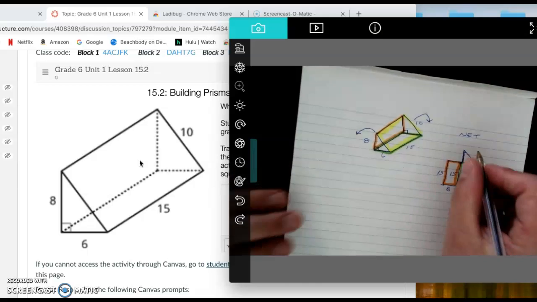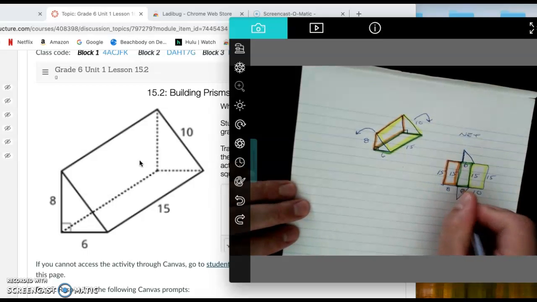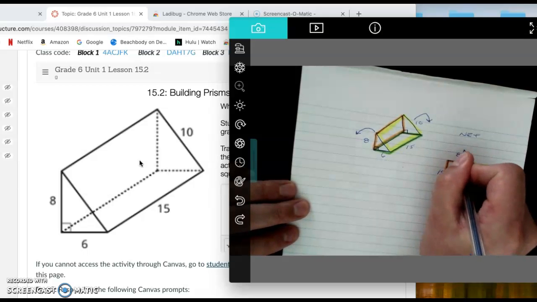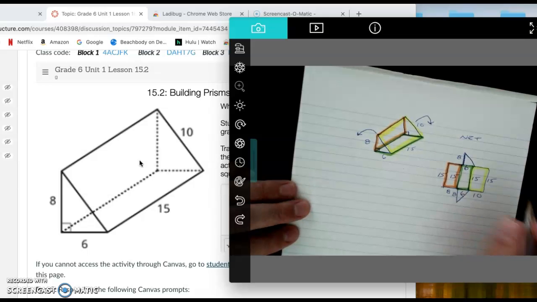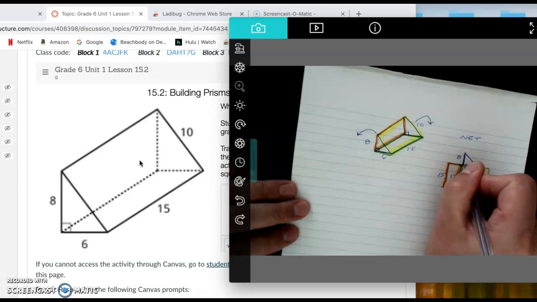This triangle's base is 6. This triangle's height is 8. This triangle's height is also 8. And these would be our 90-degree angles that were on the original drawing.